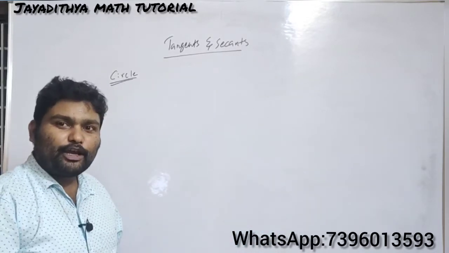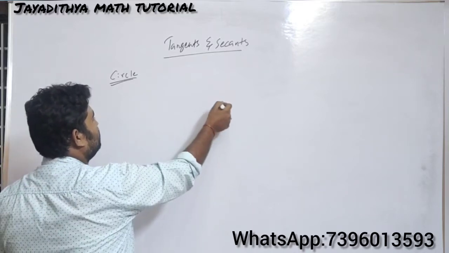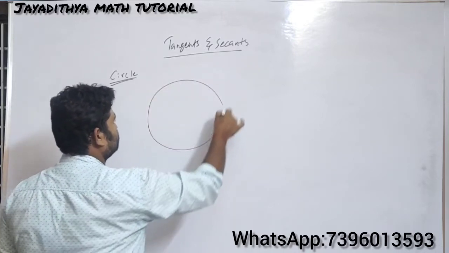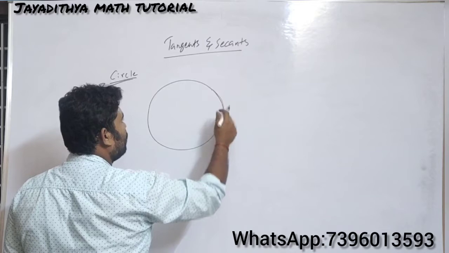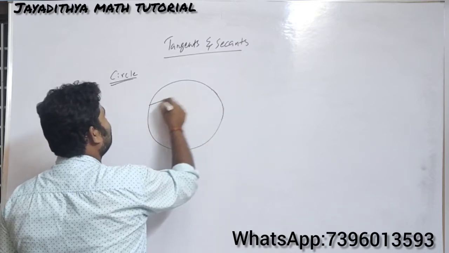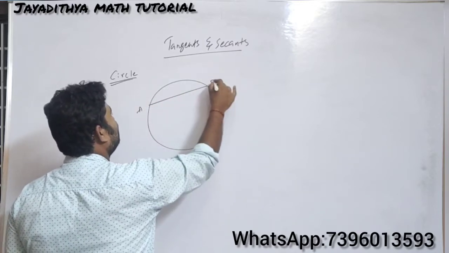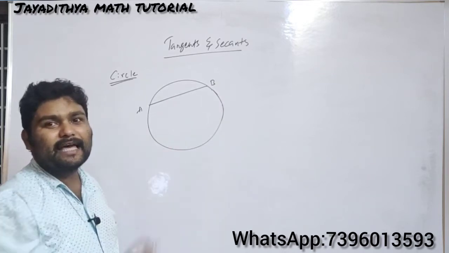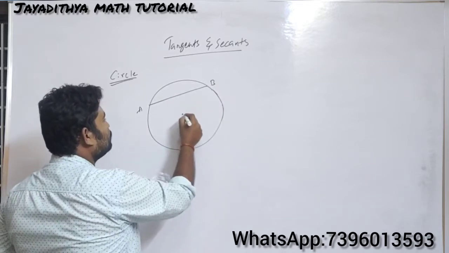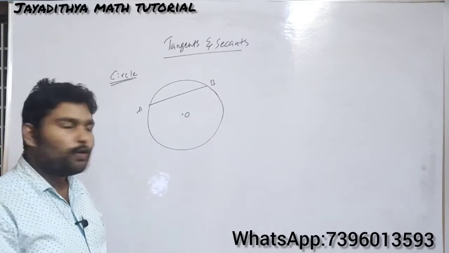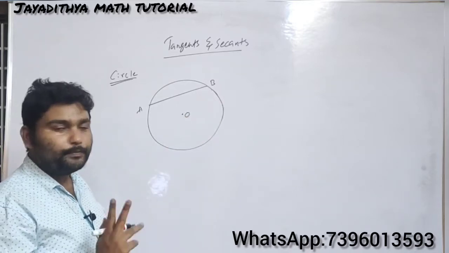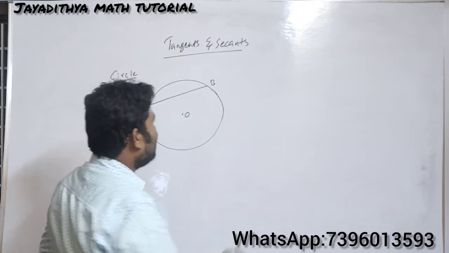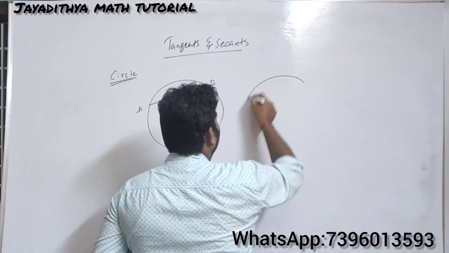So what happens when a chord is drawn? Let us observe that one. For example, AB is a chord now. This chord divides the circle with the center O into two parts here. Okay. And you can also observe one more figure.